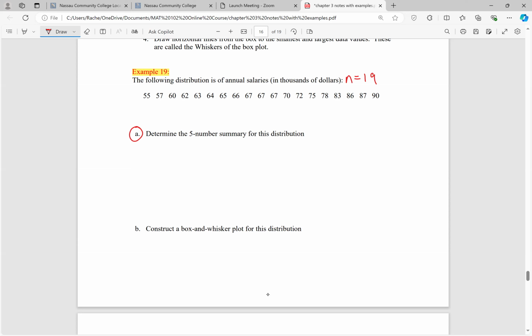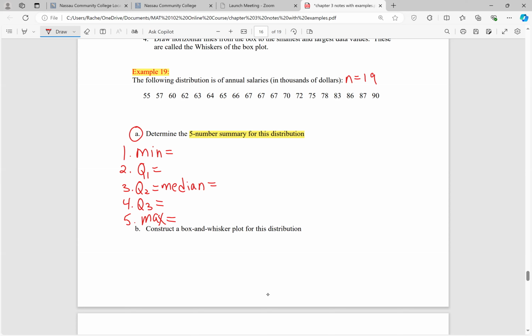So what I want to do first is let's determine the 5-number summary for this particular distribution. So remember, the 5-number summary includes 5 things. It includes the minimum value in the set, Q1, which is the first quartile, Q2, which is the second quartile or the median, because that represents the middle, the 50th percentile, Q3, which is the 75th percentile, and then the maximum data value in the set. So those are the 5 numbers that make up our 5-number summary.